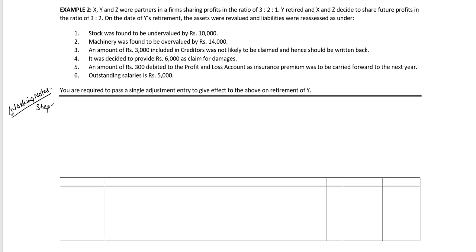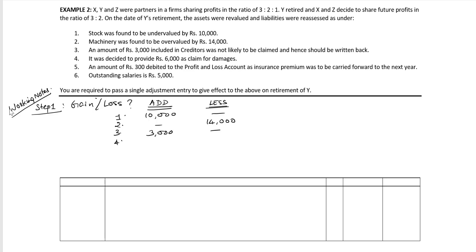Step 1. We need to find out whether there's a gain or loss on revaluation. The first point, stock was found to be undervalued by rupees 10,000. Comes under add. Point 2, machinery was found to be overvalued by rupees 14,000. Under less. Point 3, an amount of 3,000 rupees included in creditors was not likely to be claimed and hence should be written back. That's an add.